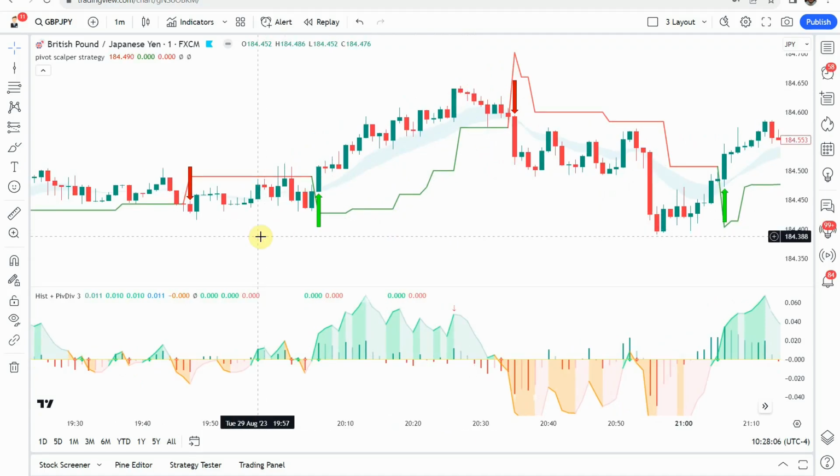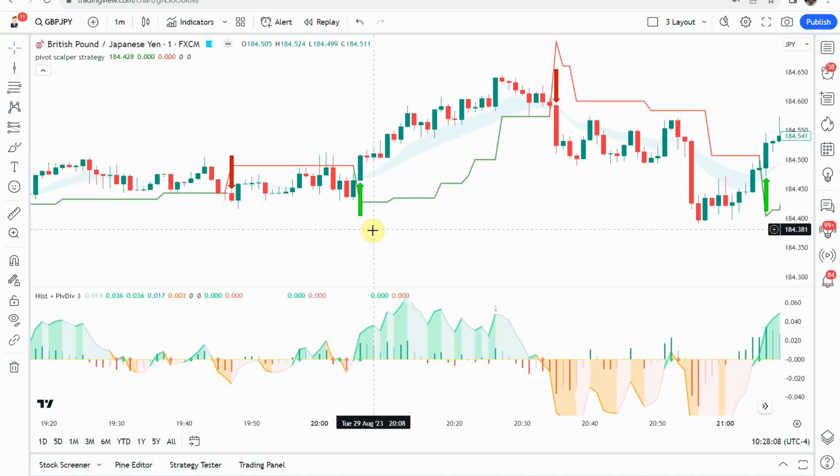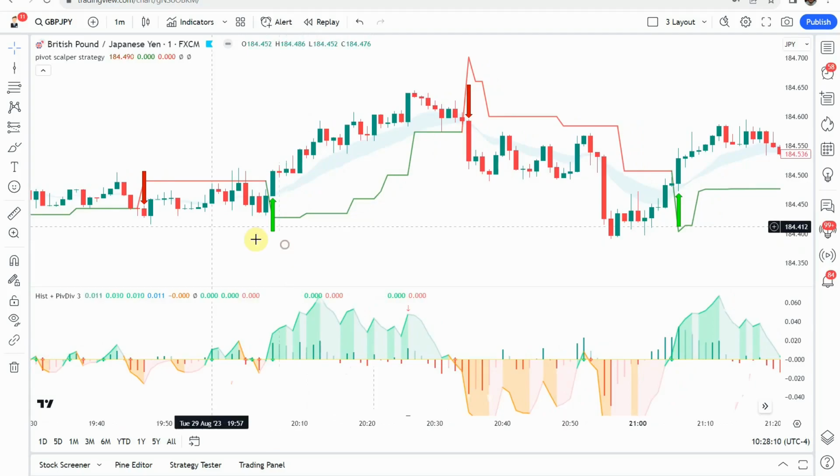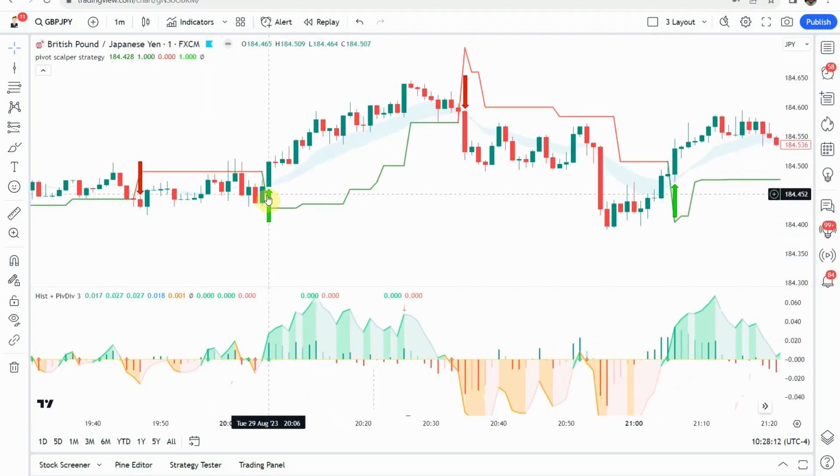So what exactly are we looking for as far as an entry? Well, it's pretty simple. When you get a green arrow from the pivot scalper strategy and the histogram MACD divergences here on bottom is also above the 0 line in the green position, then that is going to be a signal to go long.